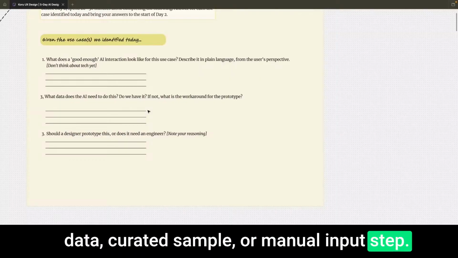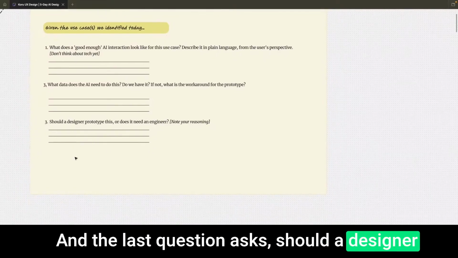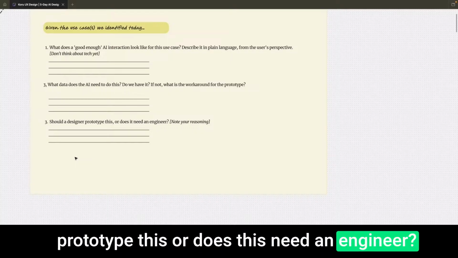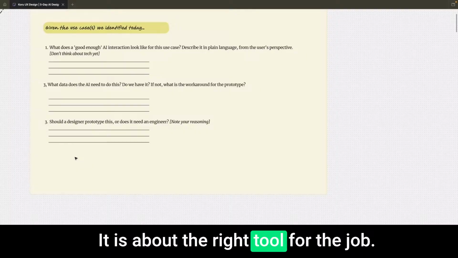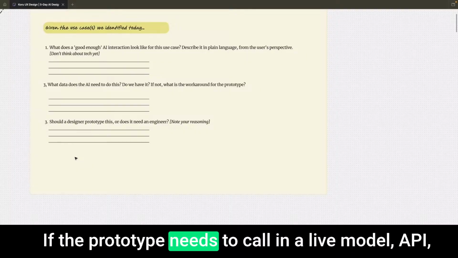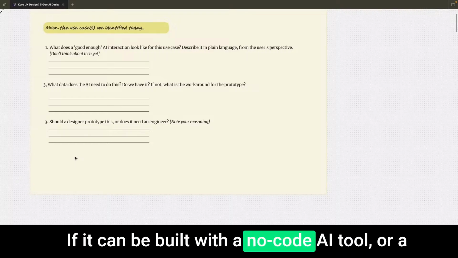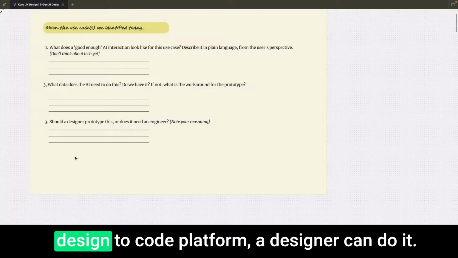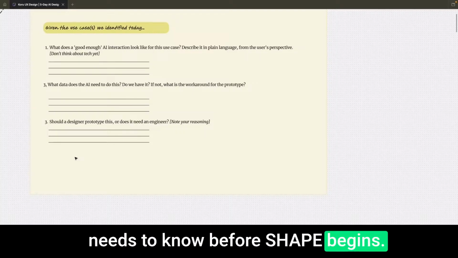or manual input step. And the last question asks, should a designer prototype this or does this need an engineer? This is not about hierarchy. It is about the right tool for the job. If the prototype needs to call in a live model API or handle real data, an engineer should lead. If it can be built with a no-code AI tool or a design-to-code platform, a designer can do it. Either path is valid, but the team needs to know before shape begins.